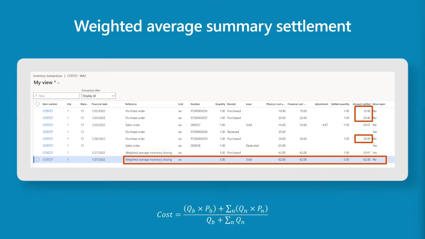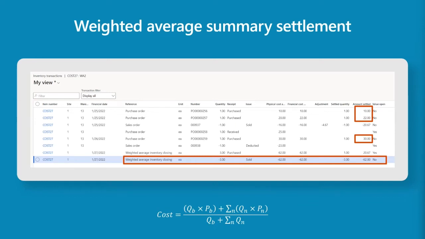The negative transaction, or issue, matches the settled cost of the sum of all the financially updated receipts during the period. In this case, there are 3 invoiced purchase orders for $10, $22, and $30 respectively, which adds up to the $62 of the weighted average inventory closing record.